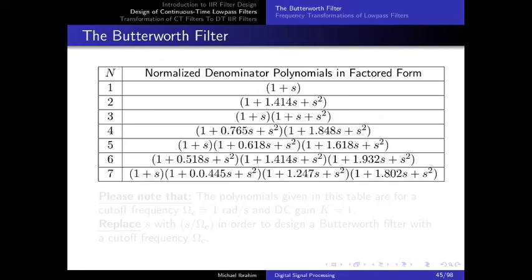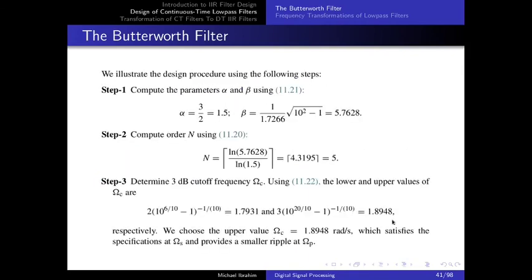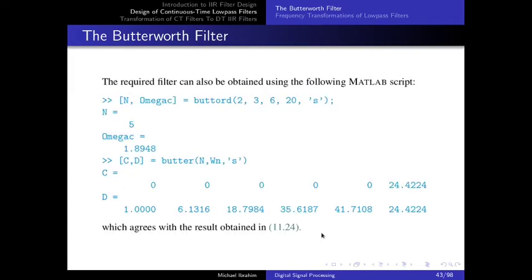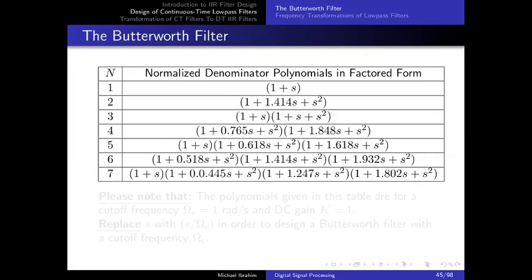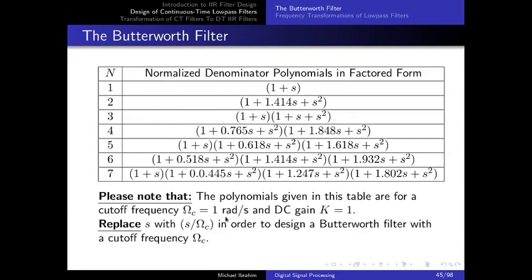like in the previous problem over here, you had a cutoff frequency of 1.8948, a different cutoff frequency which is not 1. Again, the prototype transfer functions given in this table are for cutoff frequency of 1. So simply you need to replace s by s over omega C, and this will give you the Butterworth filter you are looking for. And I want you to try to do this.